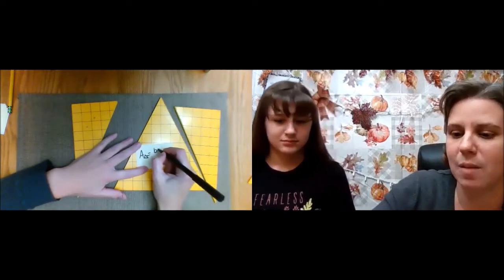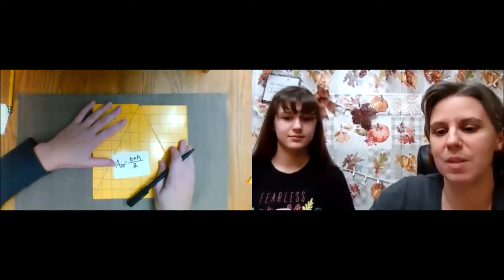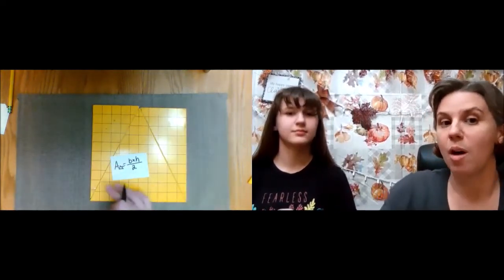Okay, so we have to think about this. The area of our triangle equals base times height divided by 2. It's the base times height, but only half of it. Base times height divided by 2.